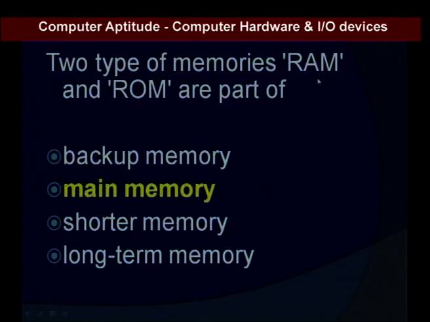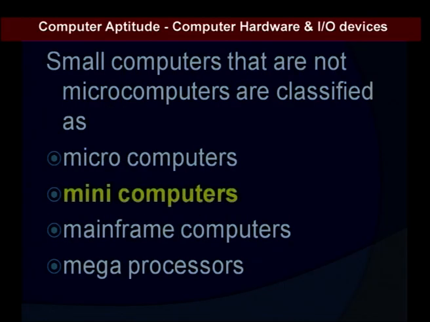Types of memories, RAM and ROM, are part of main memory. Main memory consists of RAM and ROM. Next, small computers that are not microcomputers are classified as minicomputers. So, those are the minicomputers.